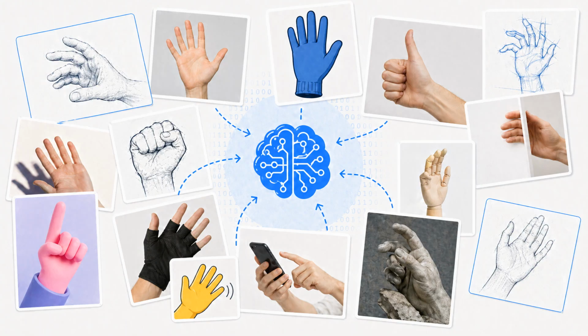Image models learn from enormous collections of images and captions. Those collections include good photos, bad photos, drawings, screenshots, cropped images, gloves, mannequins, sculptures, and hands partly outside the frame. The model is learning from a messy visual world, not from a perfect anatomy textbook.